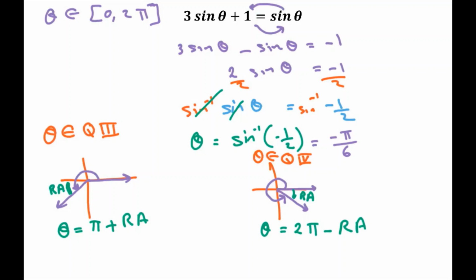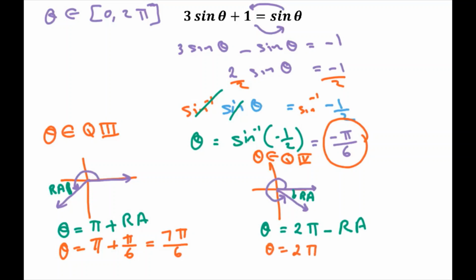Now, what is the reference angle? Reference angle is this angle because this is an angle less than 90 degrees. That's an acute angle. Forget about the negative side and sign. So that's going to be my reference angle because pi over 6 is 30 degrees. I'm going to say theta equals pi plus pi over 6. Forget about the sign, okay? Which is going to be 7 pi over 6. Here it will be 2 pi minus pi over 6, which is going to be 11 pi over 6.